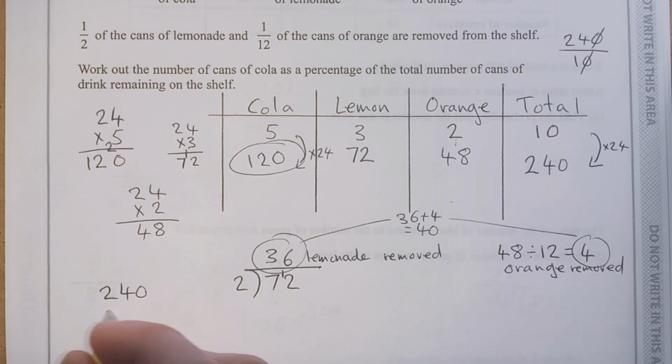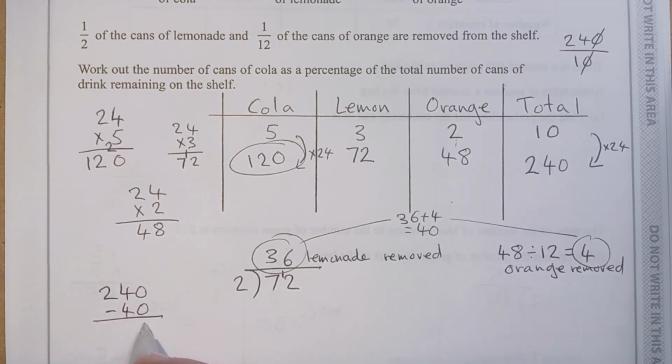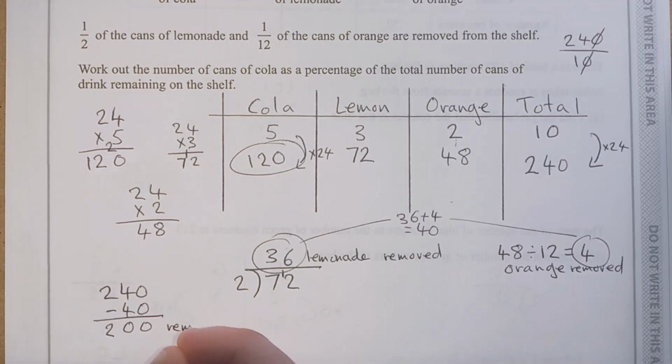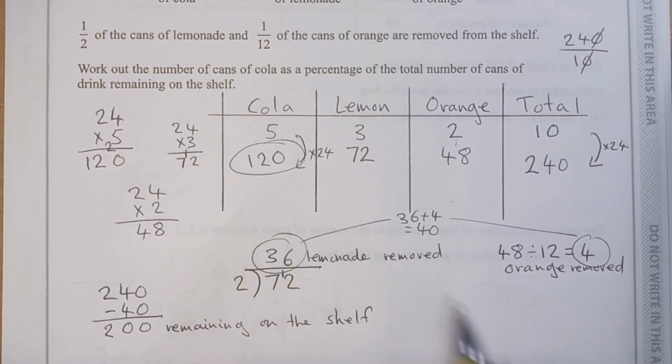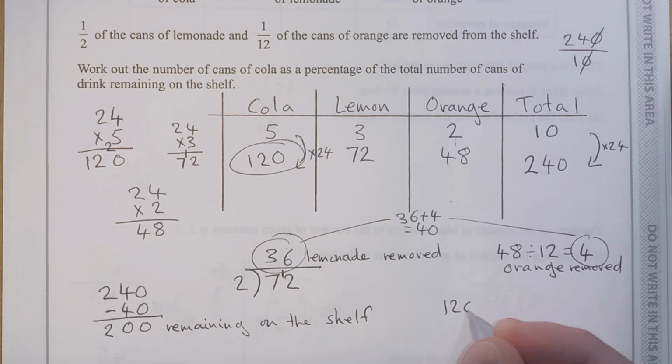So 240 minus 40 should be a nice straightforward one. 0 minus 0 is 0. 4 minus 4 is 0. 2 minus nothing is 2. So we've got 200 cans remaining on the shelf. So we've got 120 of them are cola.